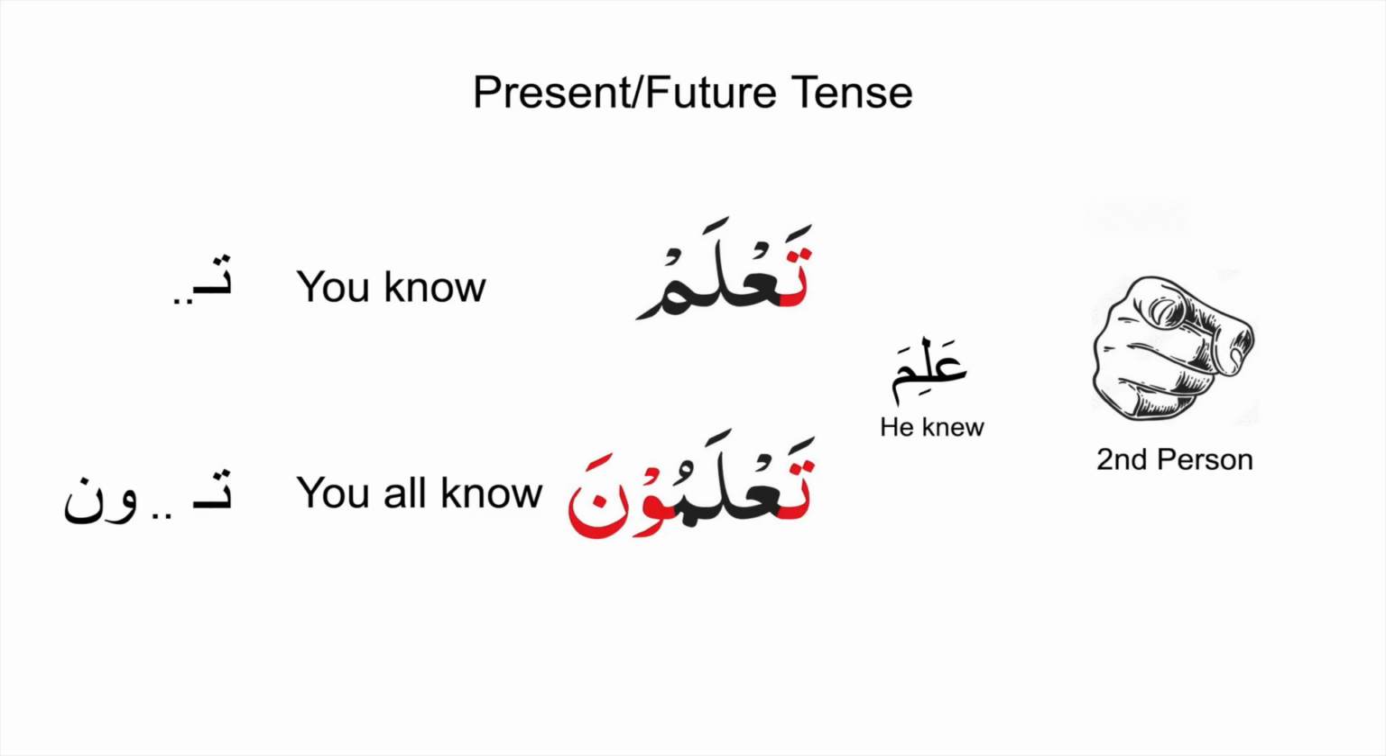Now let us focus on the second person. That is, you. We are using the same word. Now look at the present form. Ta'lamu. It means you know. Notice the change at the beginning. Instead of ya, we now have ta. The letter ta tells you this is second person.